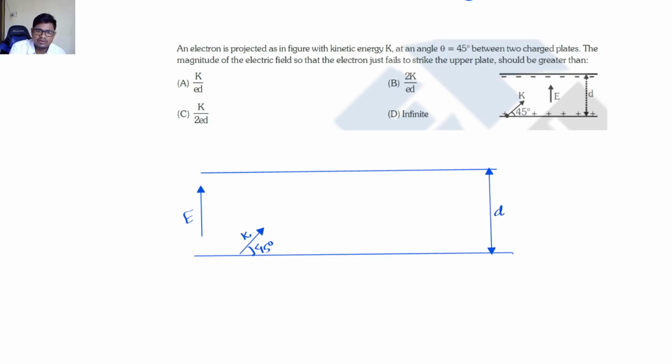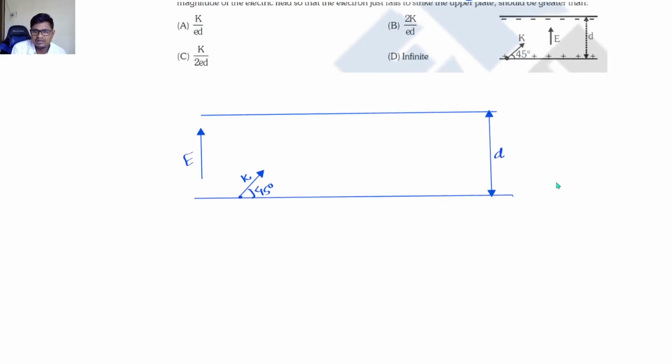Now, we know that when we throw a projectile from the ground at an angle of theta, the maximum height it attains is given by u square sin square theta by 2g. Suppose this is the surface, and from here I throw a ball with some speed u at an angle of theta, then it will go on a parabolic path, and the maximum height h max is u square sin square theta by 2g.